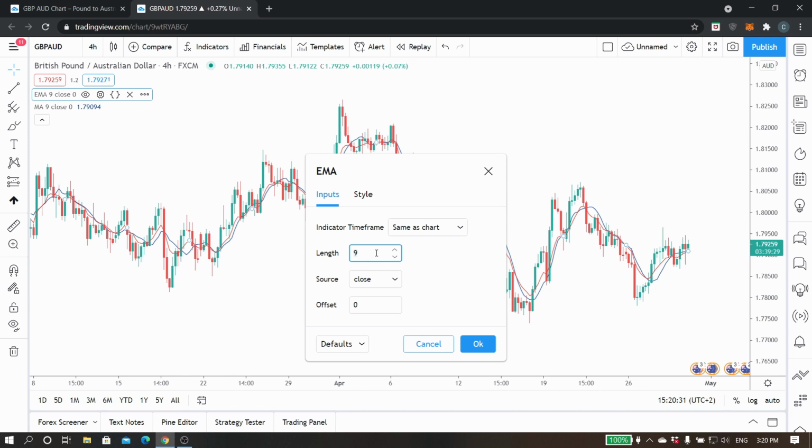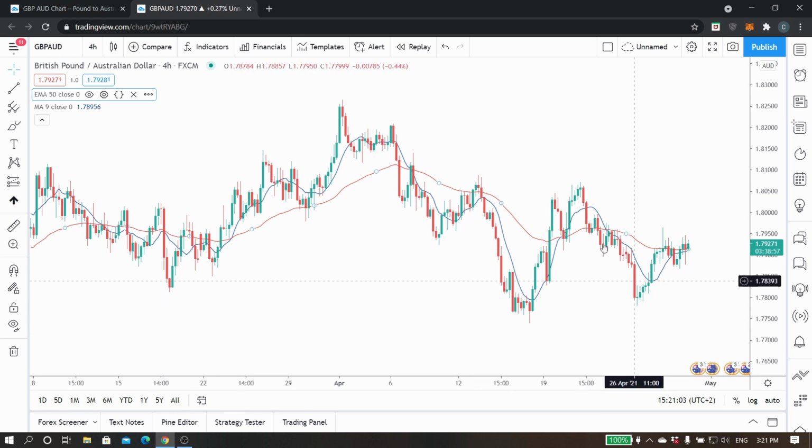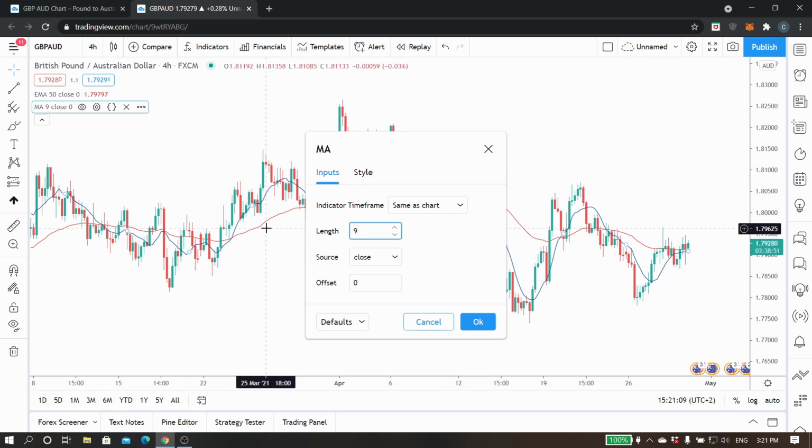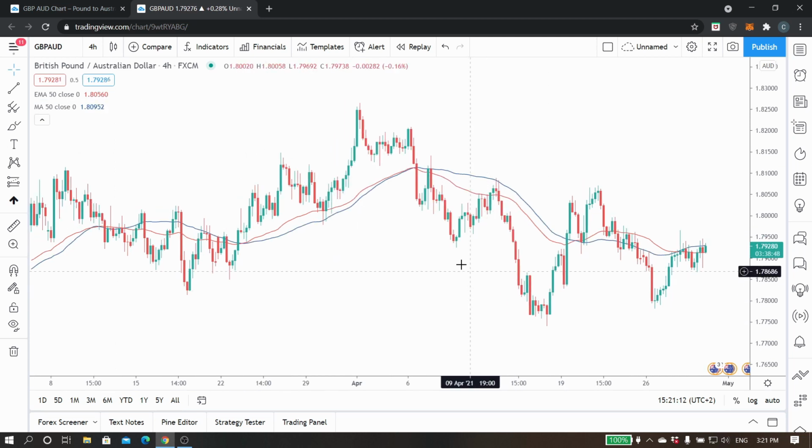And then the length is the number of periods it calculates the average over. So now it calculates the average of the closing price of the last 9 candles, and the average is the point there. In general, an EMA or a moving average is more reliable when the period is higher. So in this case, it was 9 I believe, let's make it 50. You can see it straightens out a little bit. And just to make things clearer, let's make this one 50 as well.